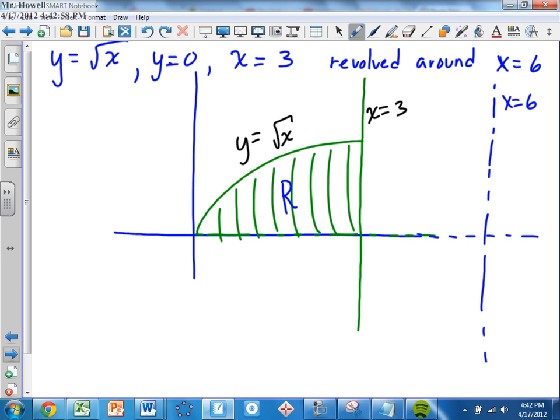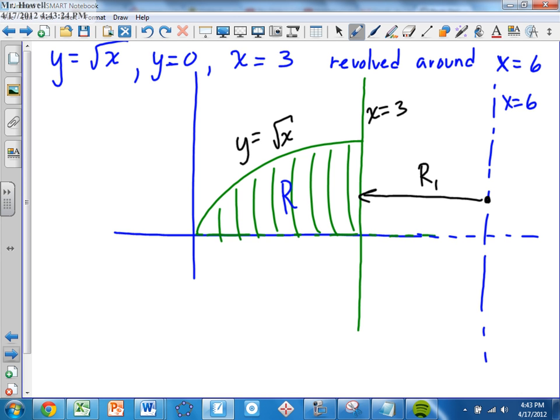Here, the tricky part is knowing what the radii are, the inner and the outer. So if I'm revolving around this axis, I start at the axis, I go over to here, and I see that that is my inner radius. Everybody see that? Again, my inner radius is represented by a vertical line, x equals 3, it looks like. That's the confusing part to start.